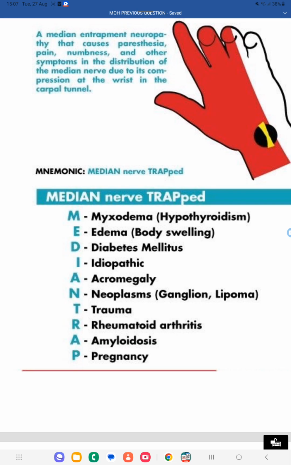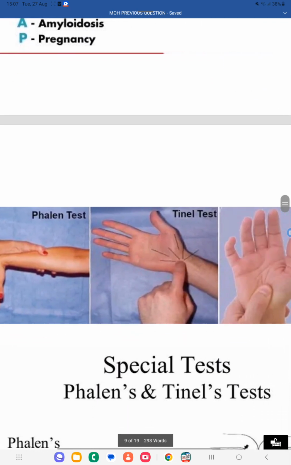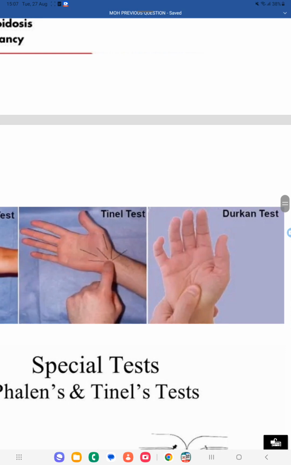numbness, tingling sensation. For identifying carpal tunnel syndrome, three tests you can do: Fallon test, Tinel test, and Durkheim test. And the gold standard investigation for identifying carpal tunnel syndrome is nerve conduction study. So these are the main things related with carpal tunnel syndrome. Then next question.